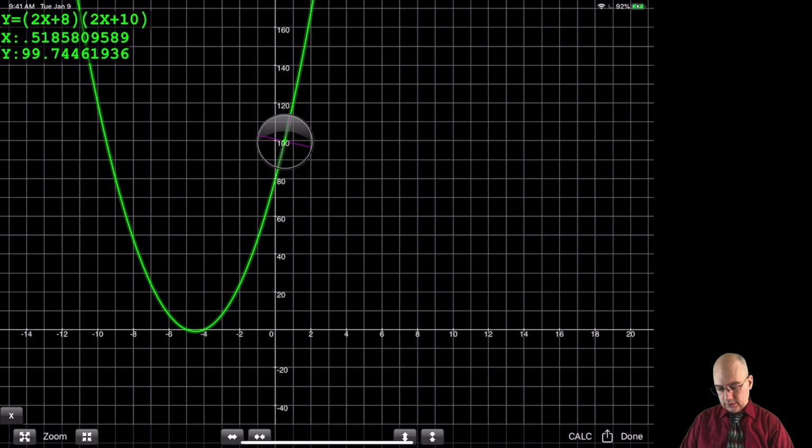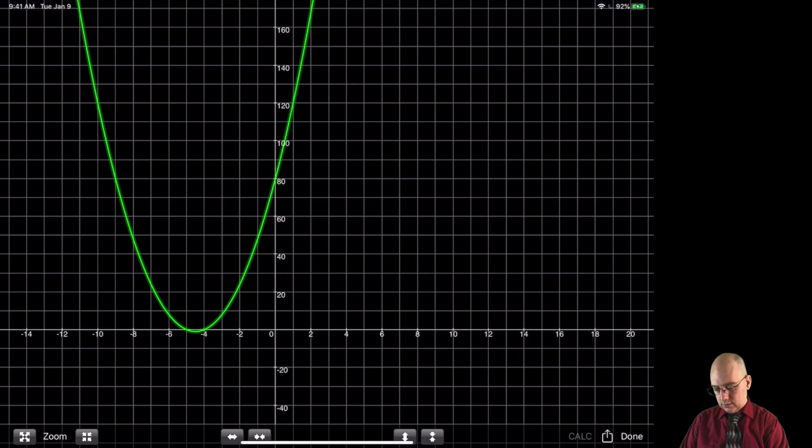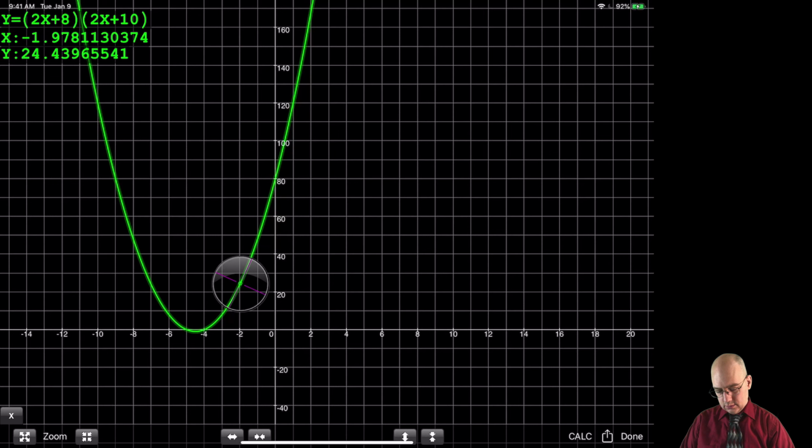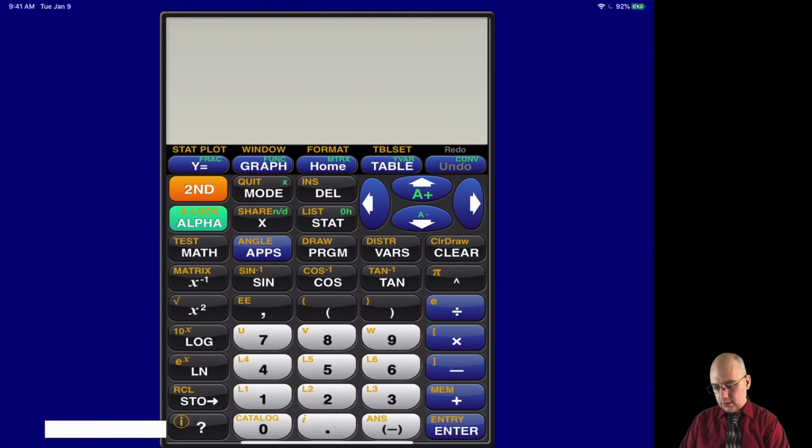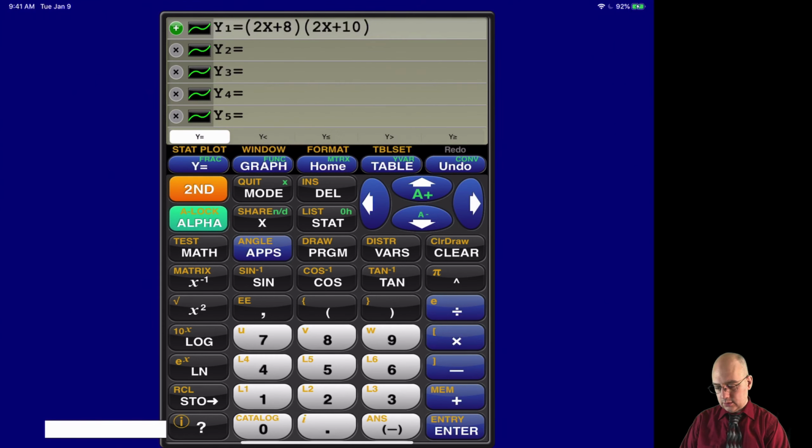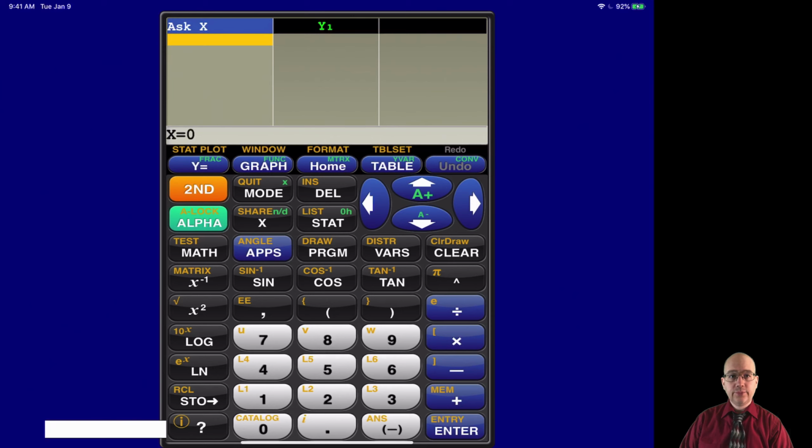You can hit the, I think you can hit the calc. Not sure why that doesn't work. I don't know. Anyway, there is a table option where you can plug in your guesses. So you can do 0, 1, 0.5.